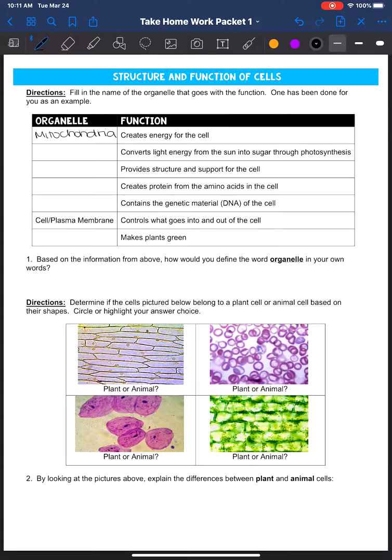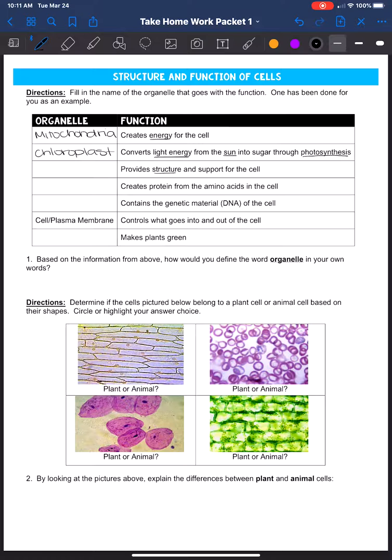Converts light energy, okay, so this one is light energy from the sun into sugars through photosynthesis. The organelle that completes photosynthesis in a plant is the chloroplast.